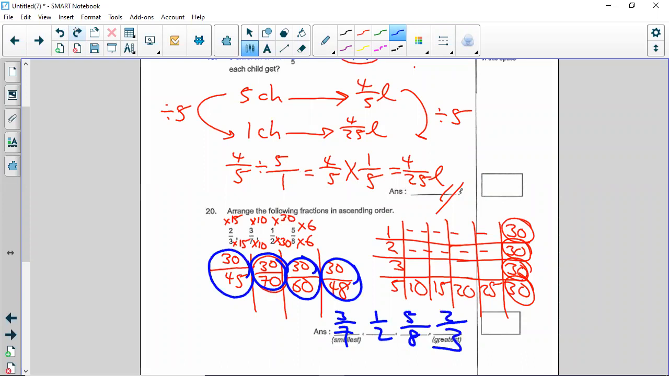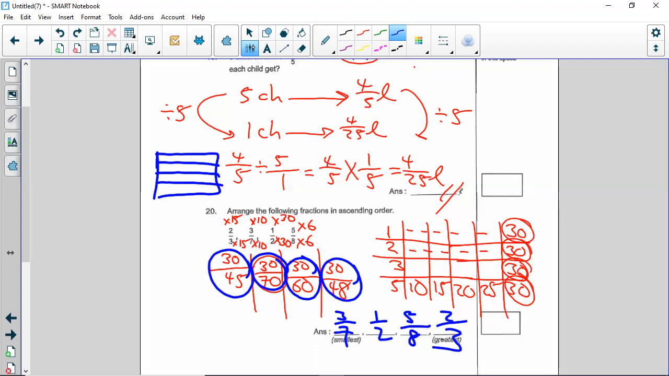But if you find this a bit confusing, then what do you do? Then you draw the model. You draw the model and then you compare, right? I just show you that you can draw a model and then cut it into how many parts and then compare, which may also be faster. So you decide whether you want to draw a model.